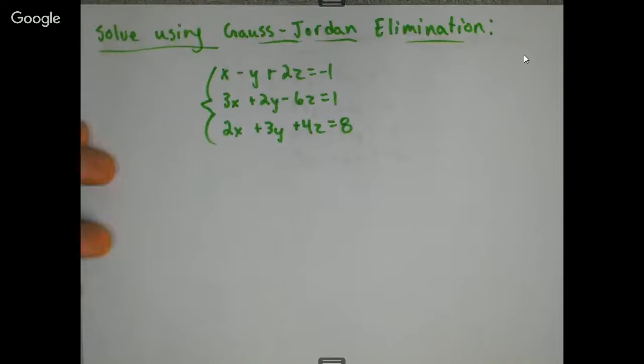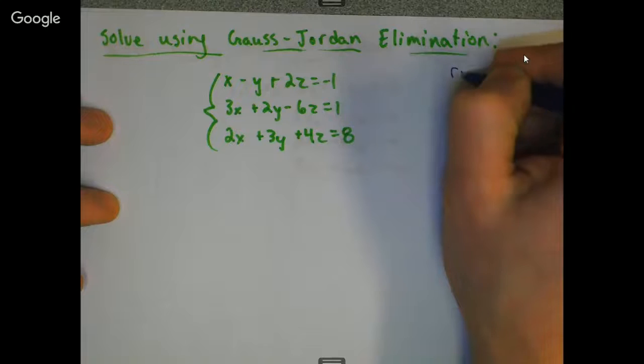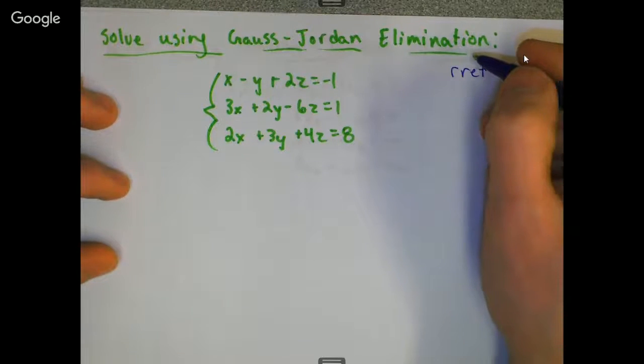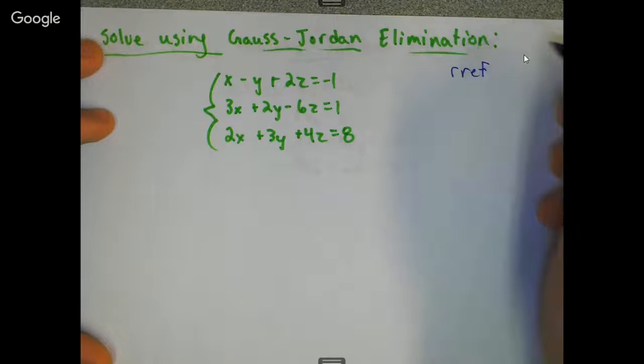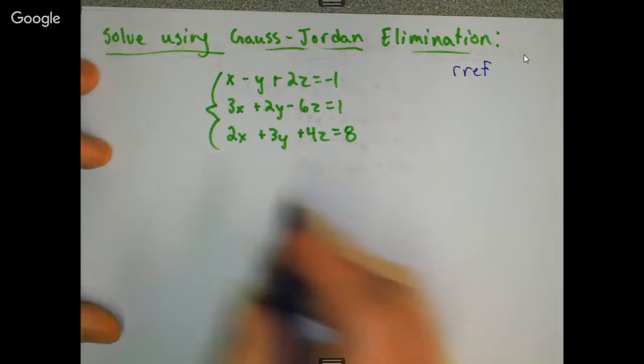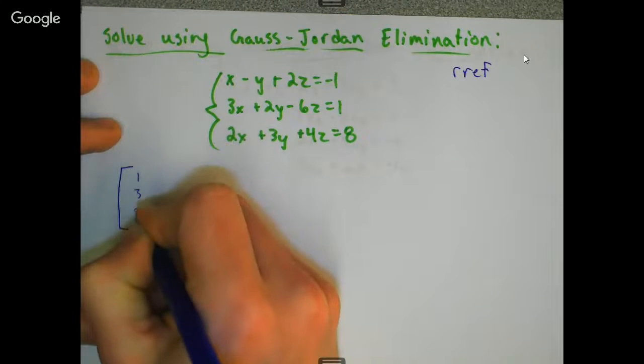All right, so this one's a little bit different. It's Gauss-Jordan elimination, which is our REF. This one's my favorite, and you'll see why at the very end. On this one, I'm going to try to combine some steps all at once. So the first step is to write it as an augmented matrix.